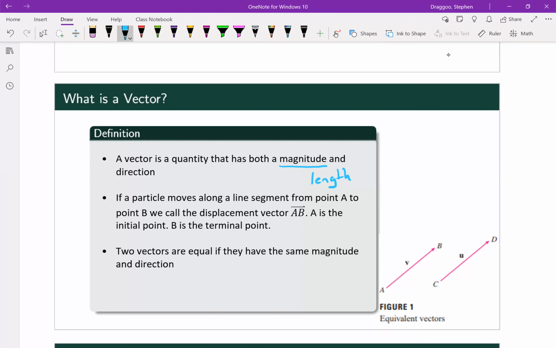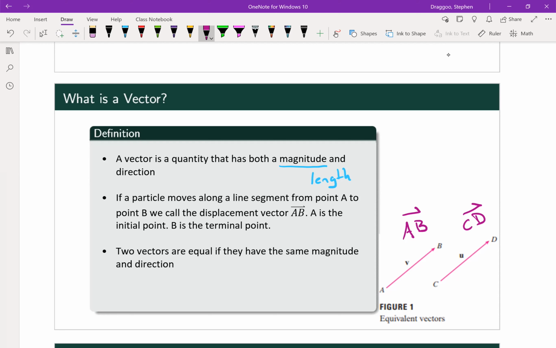As we see from figure 1, we have two vectors. One is AB, the other is CD. AB versus CD. And those are equal vectors because they move the same distance and they have the same direction.